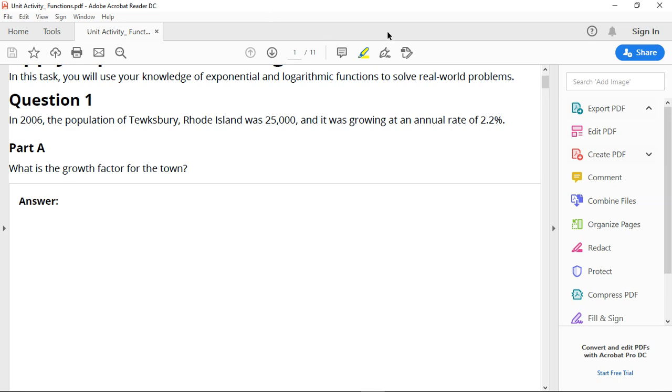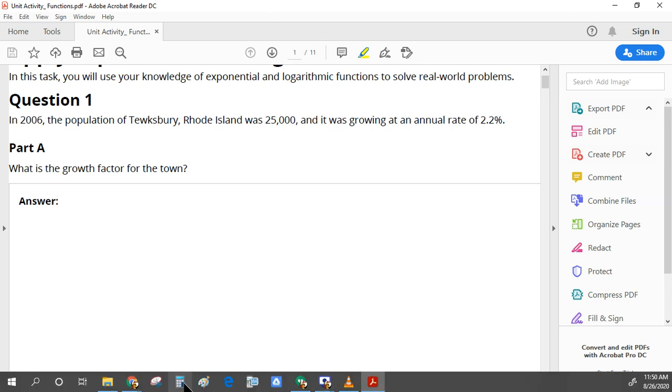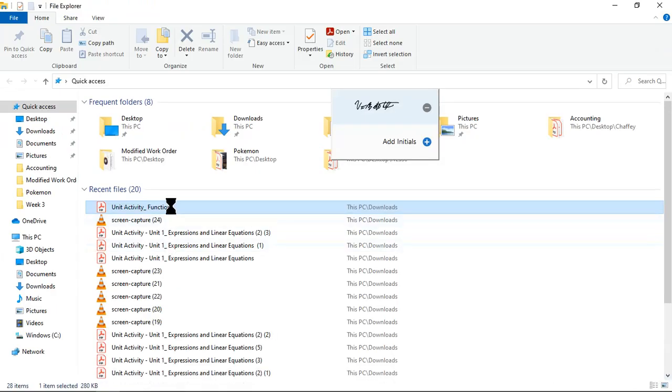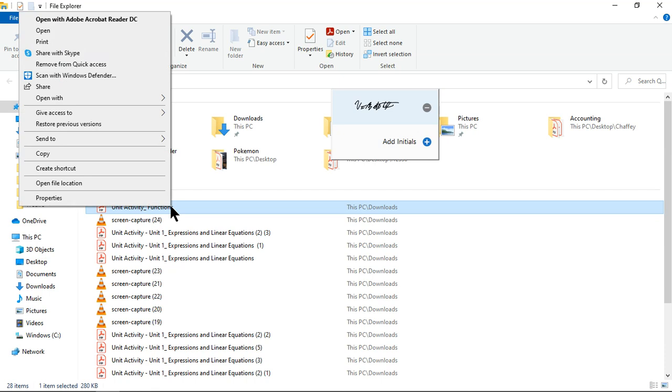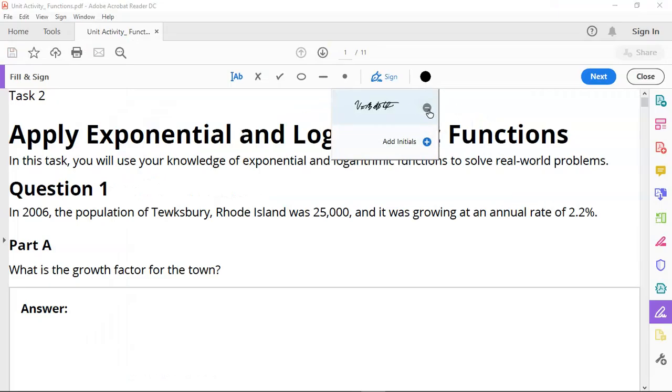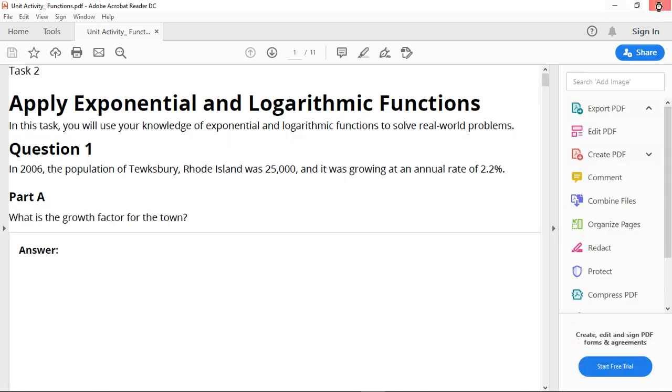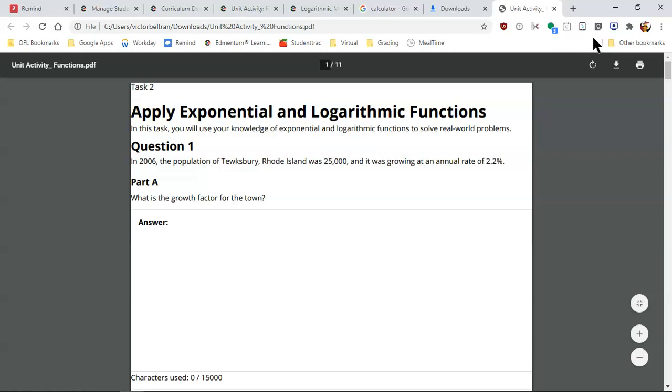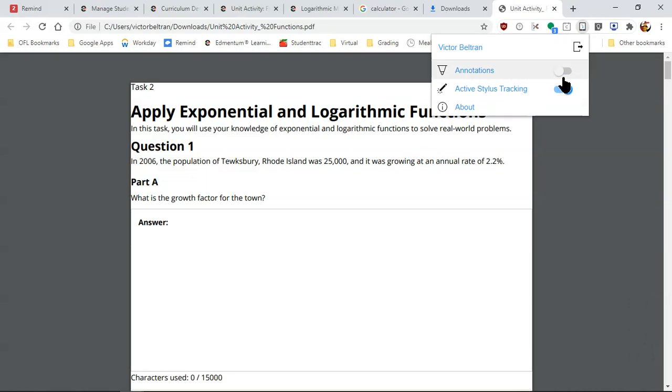Oh my gosh, why didn't this just open up? Give me a second, guys. Open with Chrome. What are you doing? My computer doesn't like me, guys. I'm sorry. There we go. That took like 5 years.